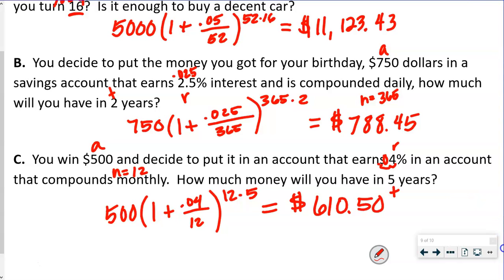$610.50. And remember, whatever that third number is behind the decimal, if it's 5 or above, you're going to round up. If it's 4 or below, you're going to leave it what it is.